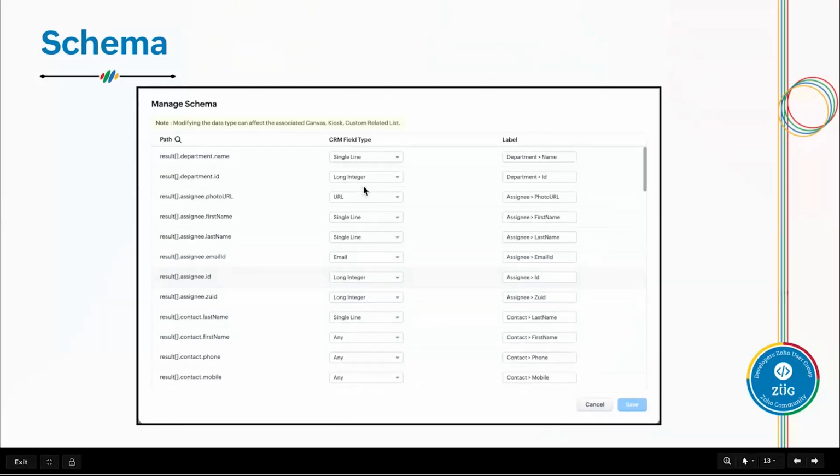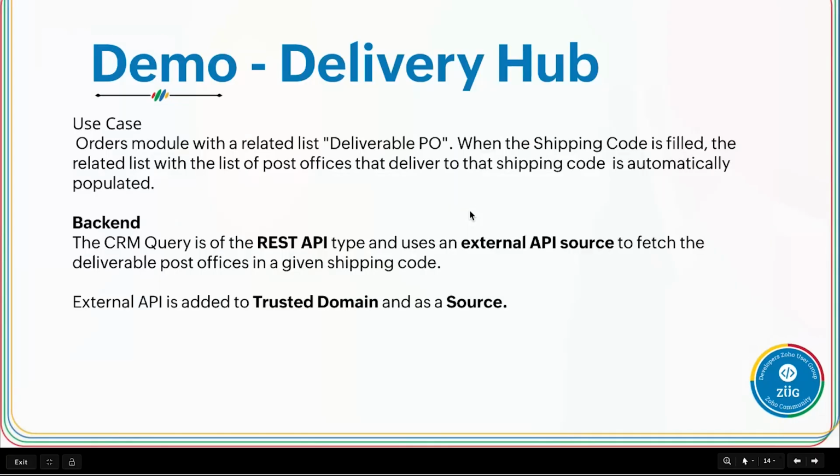You are free to edit this field type to suit your business needs, and this label is what we'll see in the UI component. Could be a custom related list, it could be Canvas, or it could be some components of kiosk. So you can also edit these labels so that the query or the UI component makes more sense to you. Now, the hero of the show.